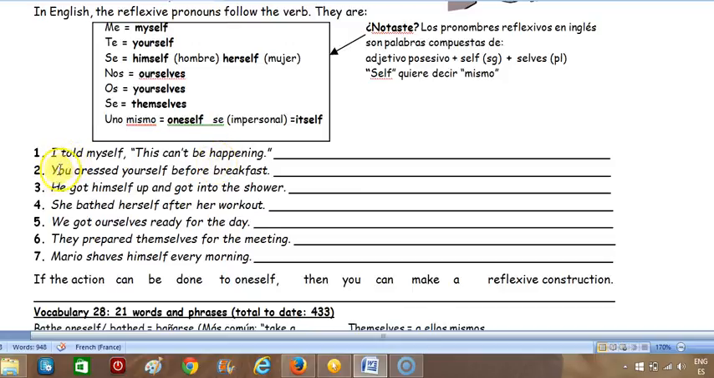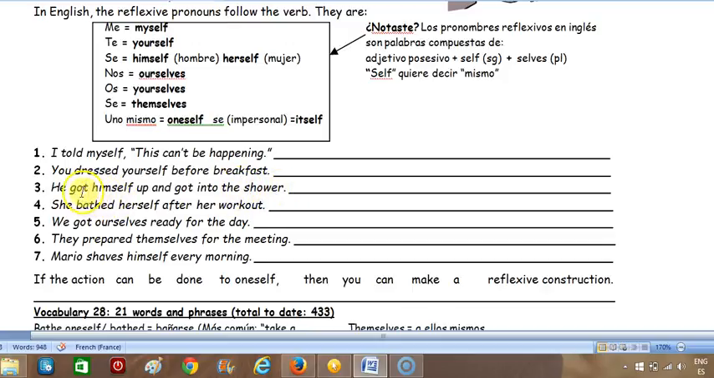Number 2, you dressed yourself before breakfast. So we have past tense, so it's going to be te vestiste antes del desayuno. Okay, I hope you got that. Number 3, he got himself up and got into the shower.